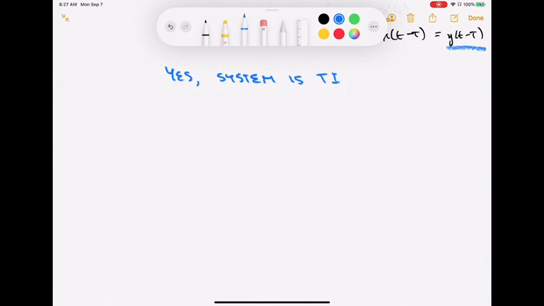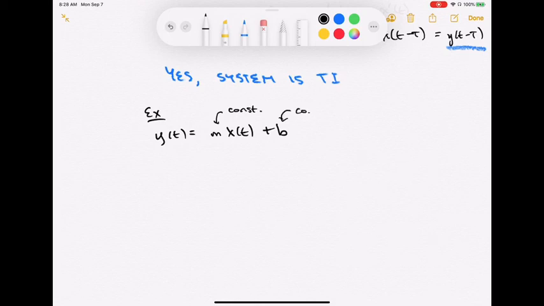So let's look at some slight modifications of this. Let's try the following. Let's take y of t, so this is the second example. Let's take y of t as being equal to m x of t plus b, something along those lines. So I have an input, it's going to get scaled, amplified, and then we're going to add to it another constant. So we're going to let m and b both be constants. m is a constant and b is some constant. And I want to know, is this linear? And I want to know, is it time invariant?